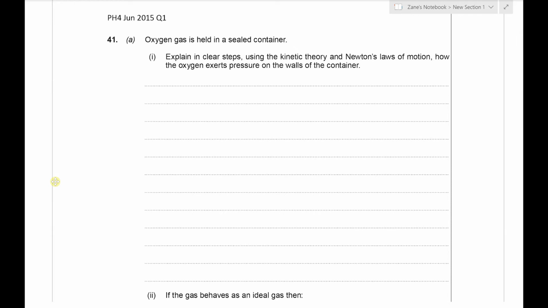This is question 1 from June 2015's Unit 4 paper, and it's basically on kinetic theory, which is nowadays in Unit 3. So we're told that some oxygen gas is held in a sealed container, and we're asked to explain in clear steps using the kinetic theory and Newton's laws of motion how the oxygen exerts pressure on the walls of the container. So the first point we're going to have here is that the oxygen molecules collide with the walls of the container.